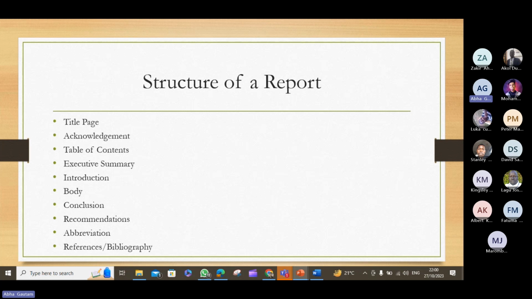Then you have references and bibliography. Can anybody tell me what is the difference between references and bibliography? Please raise your hands.